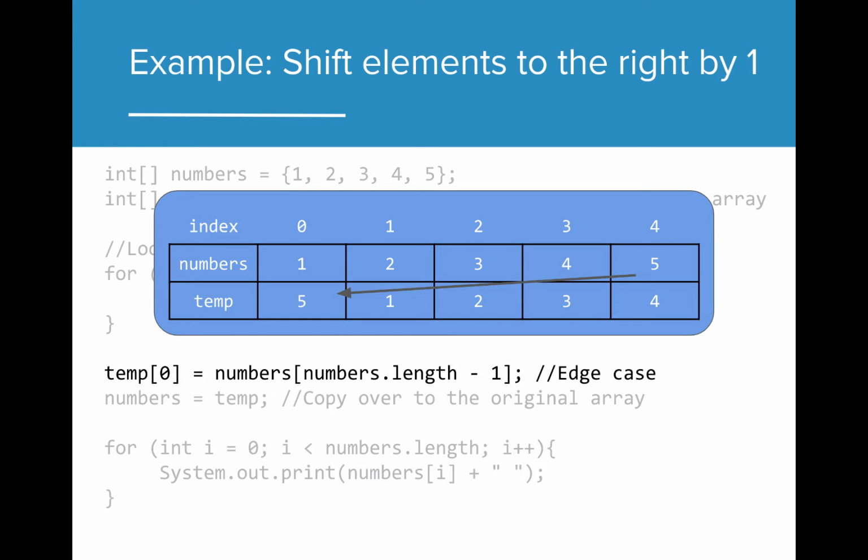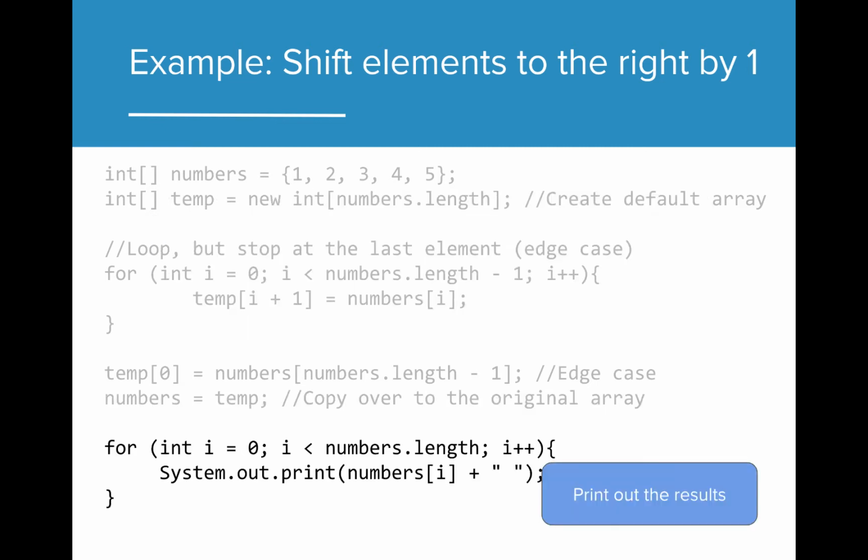Our edge case involves wrapping the number 5 from the last item to the first item. We handle this outside our loop. Once our temporary array has the values we need, we can then copy the array back to the original array. Finally, we can print out our results in the new order.